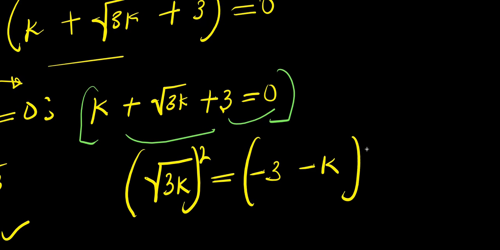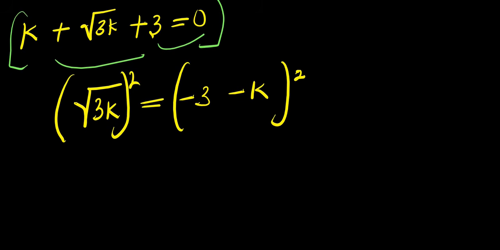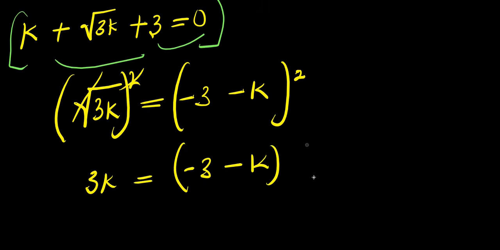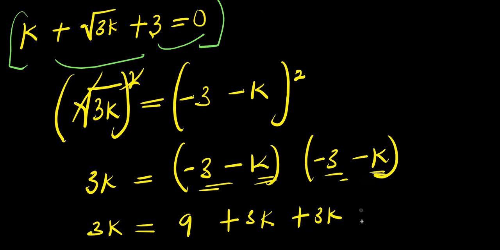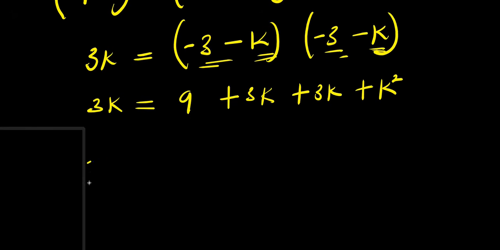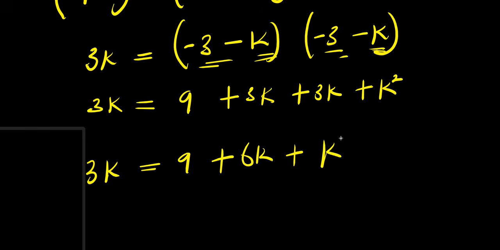I take the squares. This cancels this, I have 3k equals negative 3 minus k times negative 3 minus k. When you have 3k equals this times this, we have 9. This times this, we have plus 3k. This times this, we have plus 3k. This times this, we have plus k squared. So from here, we have 3k equals 9 plus 6k plus k squared.